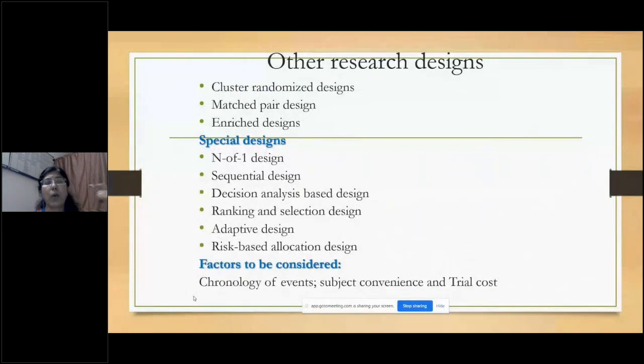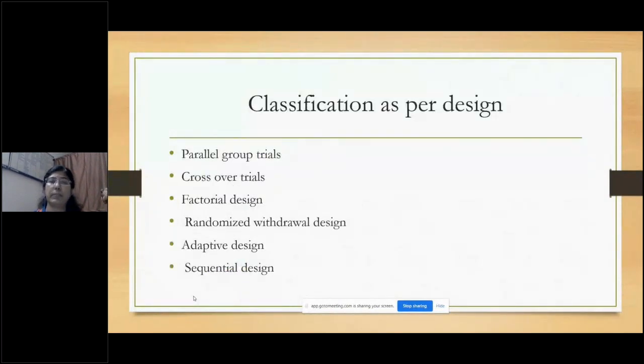So the question comes, how can we check which design is suitable for our case or our scenario? It all depends on the chronology of events, subject convenience, and trial cost. As per our type of study design or our type of research question, we need to choose the proper design to suit our hypothesis or our research question. Classification as per design, we have already discussed, and accordingly our hypothesis or research question we need to check with the help of budget and all. I have just discussed the dependent factors, and we need to choose the one.